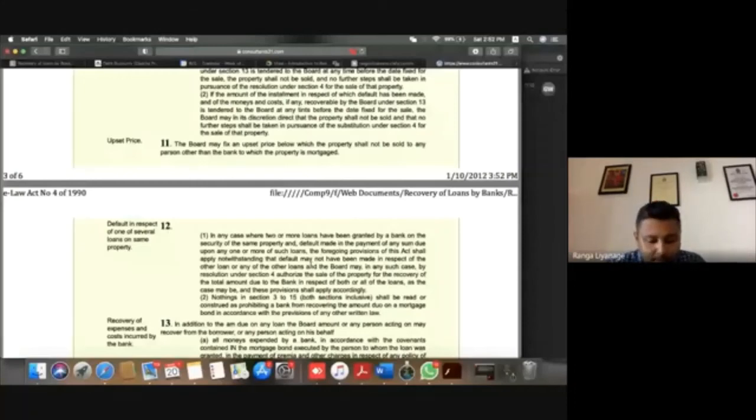Then section 12 says, in any case where two or more loans have been granted by a bank on security of the same property, right? So there are a couple of loans secured by one property, right? Default made in the payment of any sum due upon any one or any of such loans. So let's say there are 3 loans. Out of 3 loans, one got defaulted and the other 2 are performing. The bank can treat all 3 as defaulted and go for Parate, right?